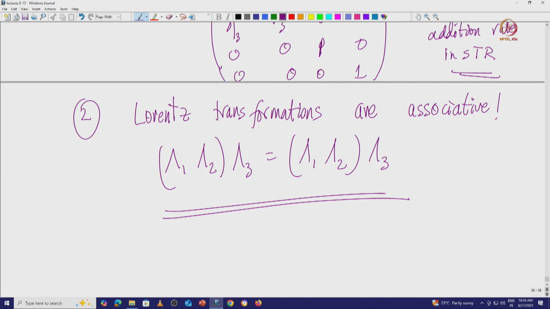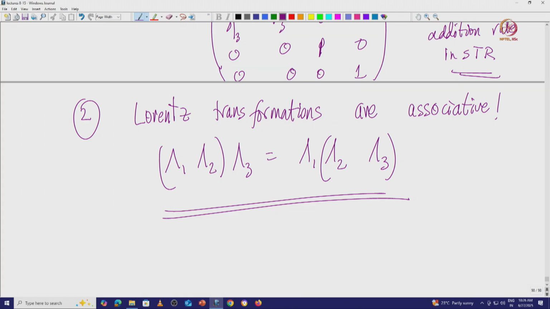Oh, there is an error in this equation, and the brackets are wrong. Or you multiply lambda 2 lambda 3 first, but the order should be the same. As long as the order is the same, you're not interchanging lambda 2 and lambda 3. Whether you multiply lambda 1 lambda 2 first and then multiply with lambda 3, or you multiply lambda 2 lambda 3 first and then multiply with lambda 1, it doesn't really matter.